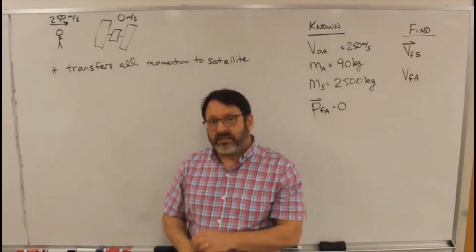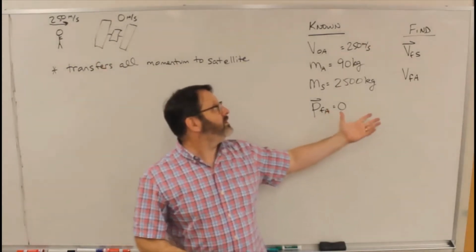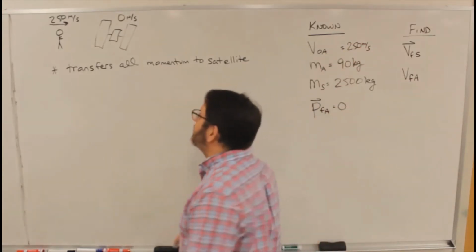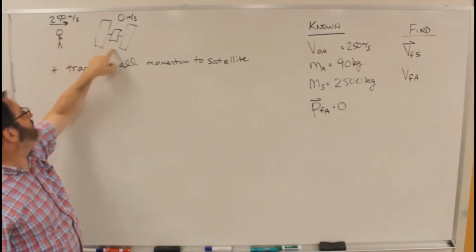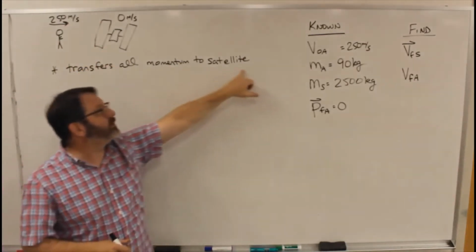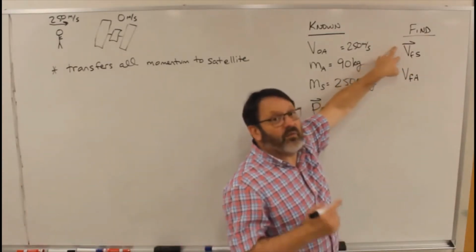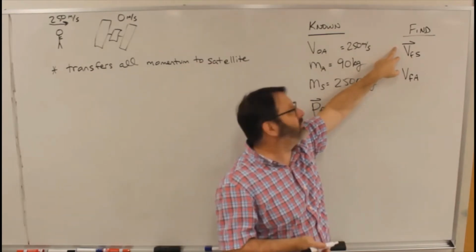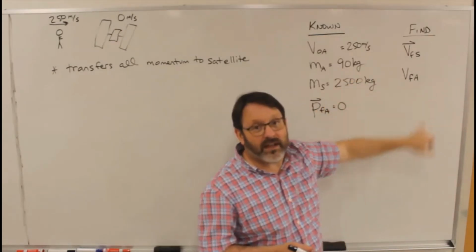As usual, I start this problem by drawing a picture and writing out my knowns and unknowns. So these are the things we're given, these are the things I need to find. The astronaut's going along 250 meters per second, the satellite's not moving. When the astronaut hits, she pushes, transferring all of her momentum to the satellite. And we're looking for the final velocity of the satellite. It's listed on the slide as the final speed and the direction. Together those are final velocity. And it asks for the final speed of the astronaut.